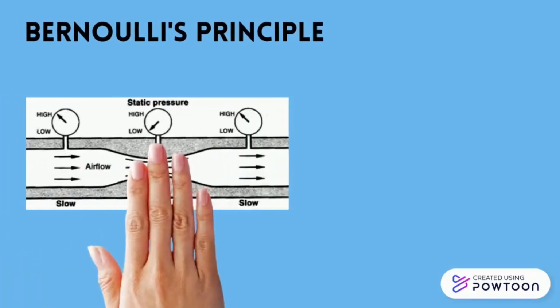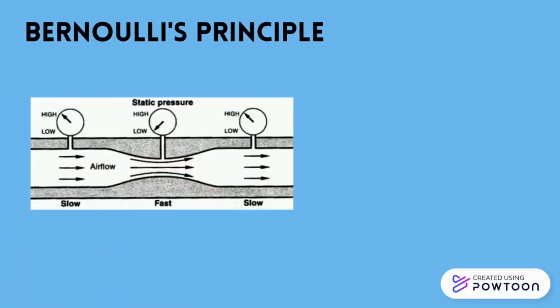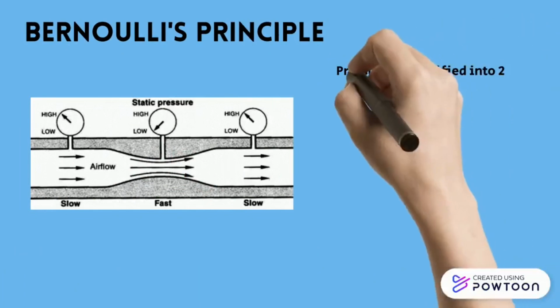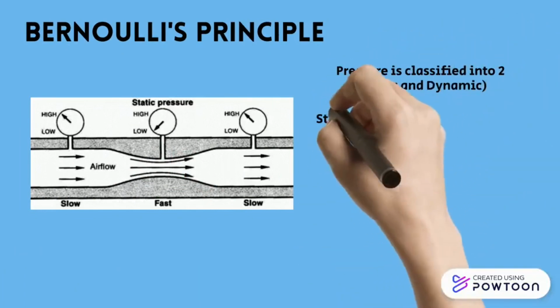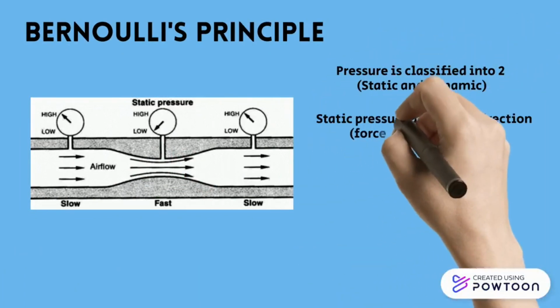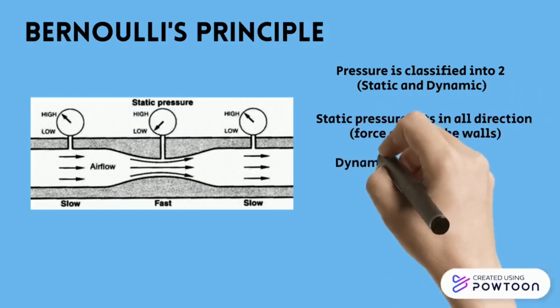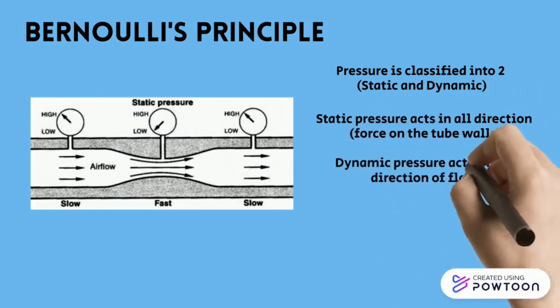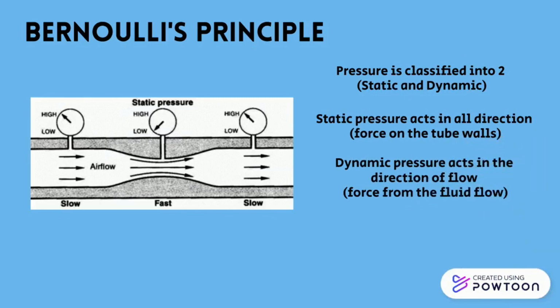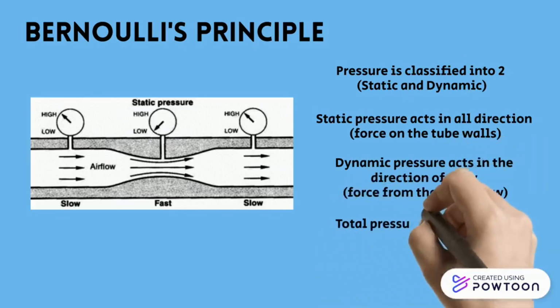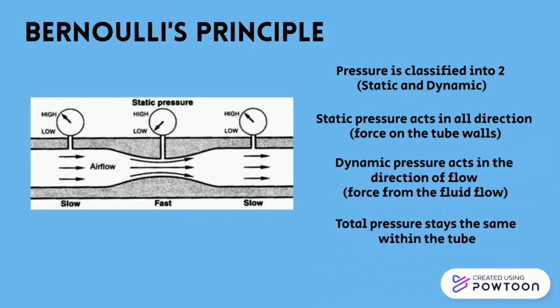From Bernoulli's principle, there are two types of pressure created from a steadily moving fluid. These are the dynamic and static pressures. Within a system, the total pressure is the combination of static pressure, which acts equally in all directions and will affect the tube walls, and dynamic pressure, which acts mainly in the direction of the flow. Assuming no losses in the system, the total pressure would stay the same throughout the fluid. When we increase the speed of a fluid, this will increase the dynamic pressure, effectively reducing the static pressure.